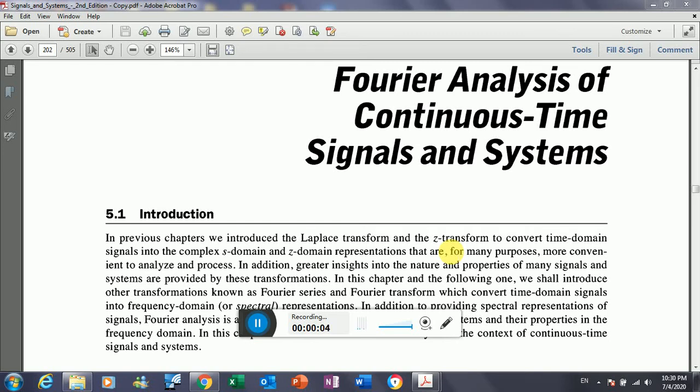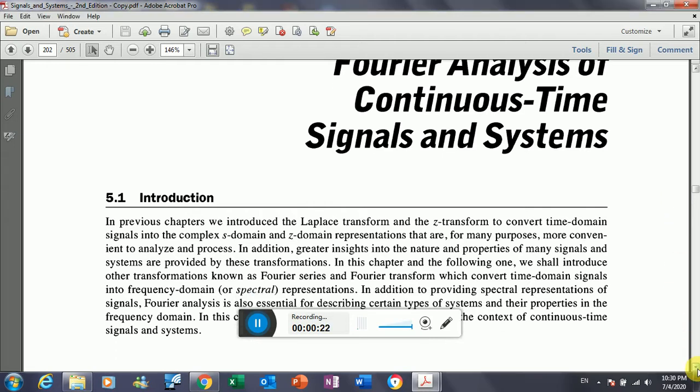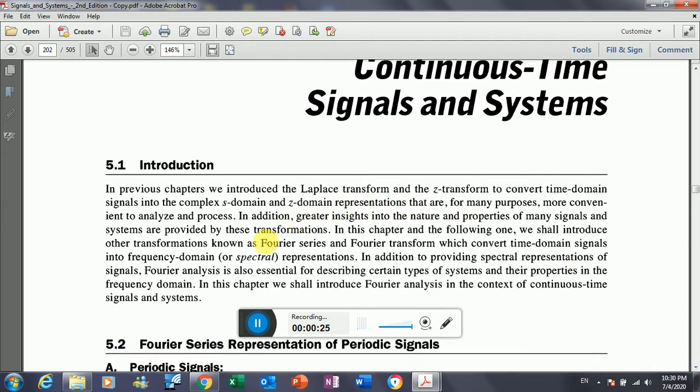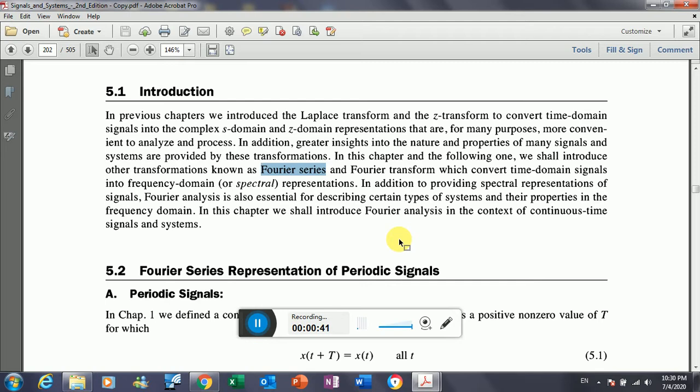Bismillahirrahmanirrahim. Let's start a new topic, which is Fourier analysis of continuous time signals and systems. This Fourier analysis will consist of two transformations known as Fourier series and Fourier transform. First we will study Fourier series and then Fourier transform. We will study these two transformations separately, although it is discussed in this book alternatively, but we will study it separately.